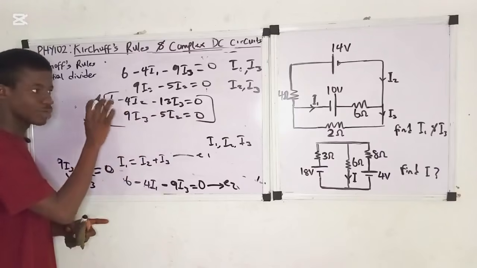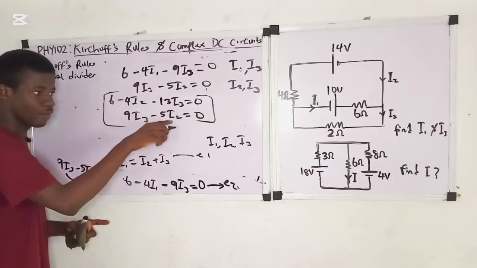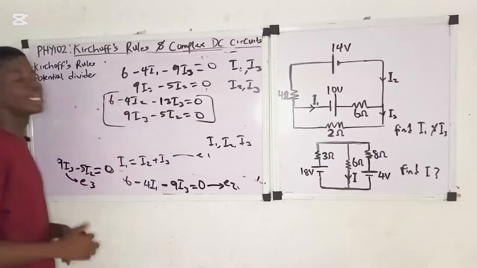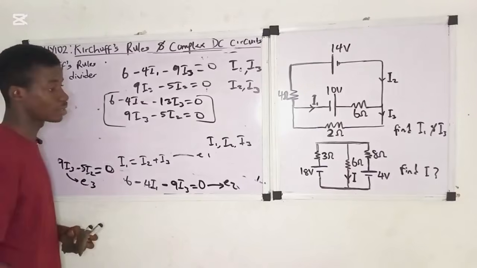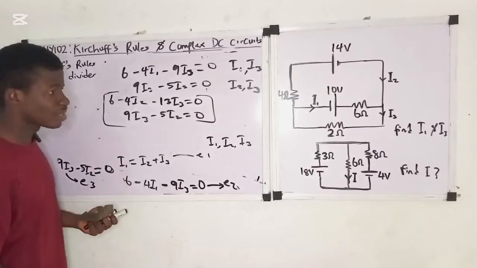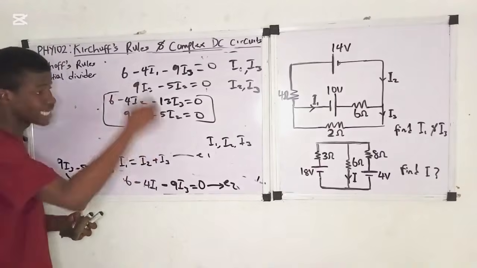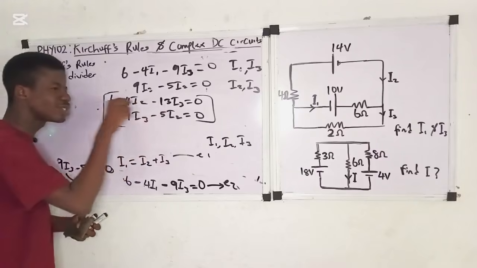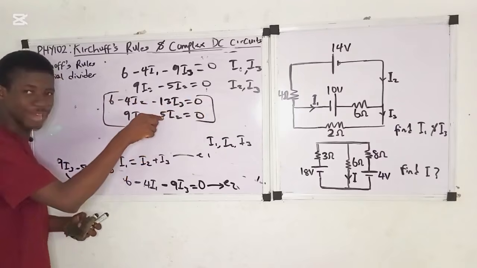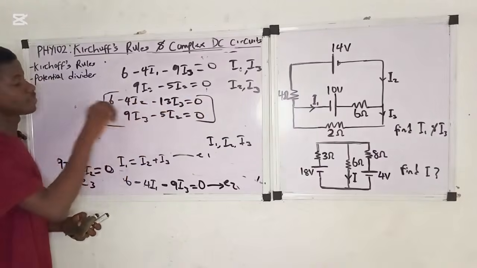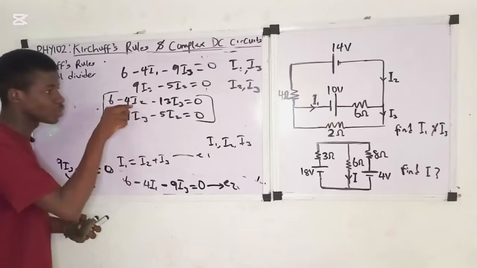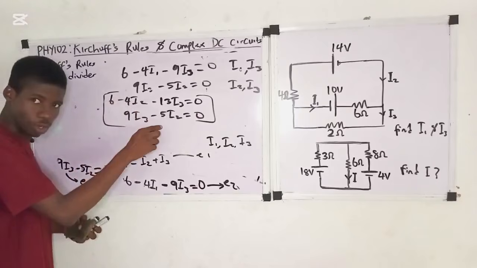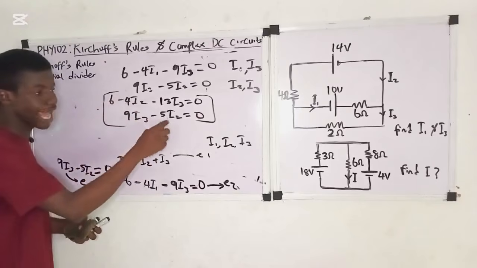We will multiply this first equation with the coefficient of I2 in the second equation. What is the coefficient of I2 in this second equation? Coefficient means a number close to a letter, or anything that is close. So the coefficient of I2 is 5, right? So we multiply this first equation with 5. Then we multiply this second equation with the coefficient of I2 in the first equation, so multiply the second equation with 4. That's how you eliminate I2.